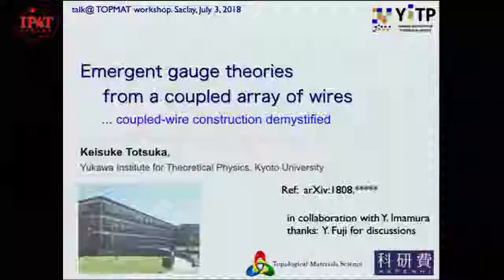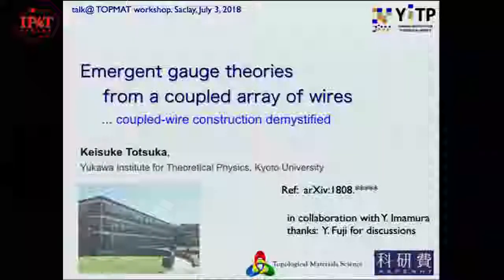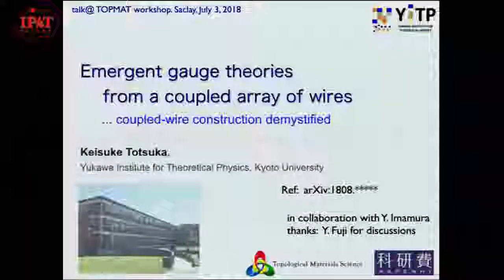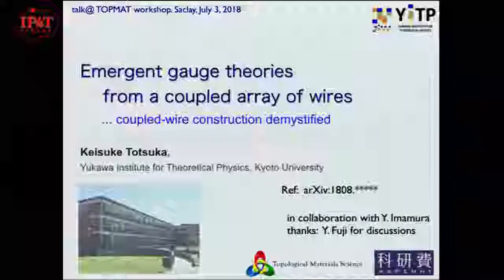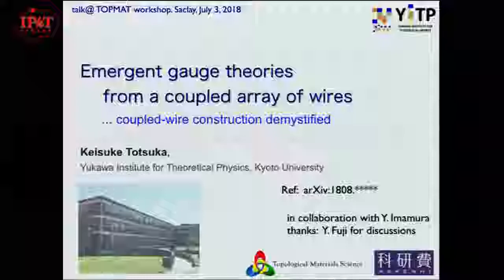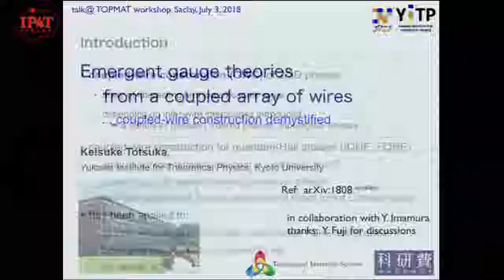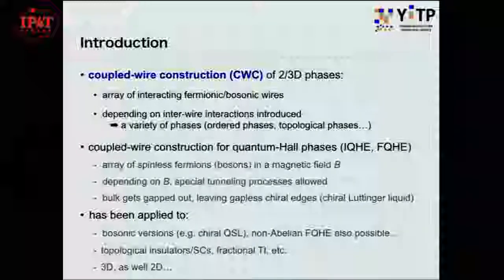actually, the mechanism of generating topological quantum field theory in an array of coupled wires is at least formally quite similar to the similar mechanism happening in a quantum spin liquid in a frustrated spin system. So I think this is going to be a good topic in a workshop of this kind. So that deals with both fractional quantum Hall systems and quantum spin liquids or topological phases in quantum spin systems. So, okay, what is coupled wire construction?